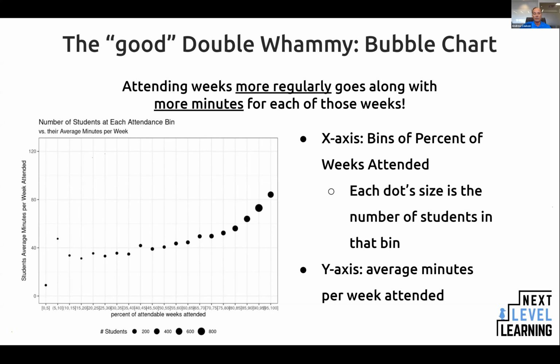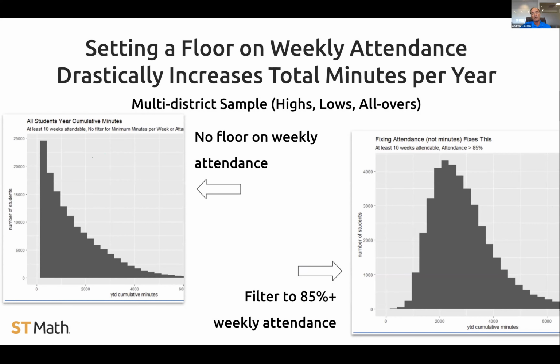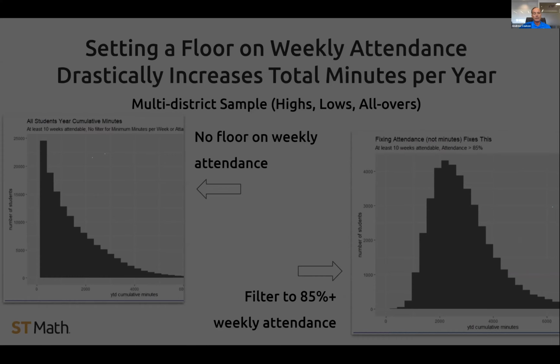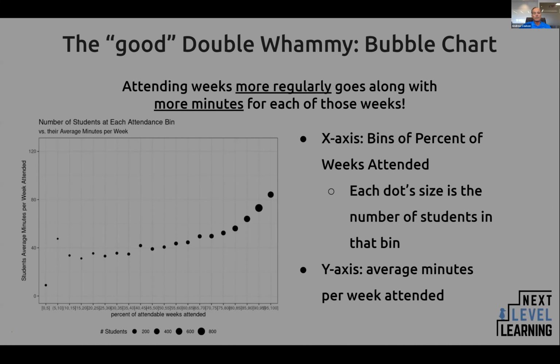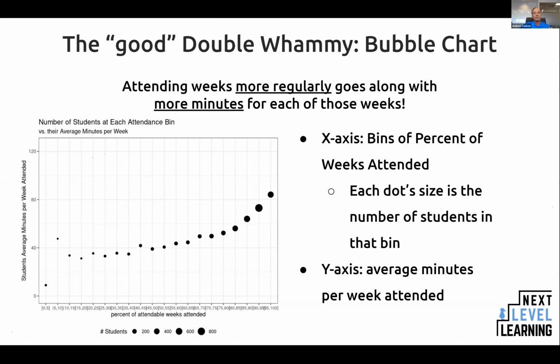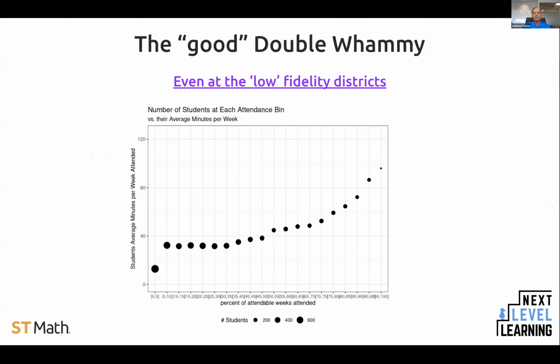And then, of course, as we talked about in the first few slides, that was important for math learning, right? So this is a pretty high fidelity district. I'm showing you one more of these bubble charts, same thing, but this is at one of the low districts. And you can see that it was low because look at the size of these bubbles.